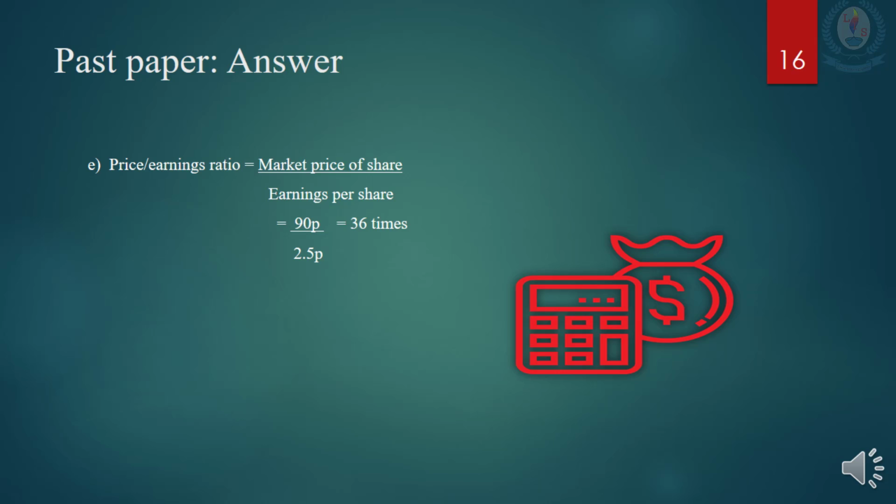Part D, dividend cover. Profit after tax minus preference dividend divided by the total ordinary dividend. We already know both numerator and the denominator. So put them in correct place in the formula. You will get the answer as 1.11 times. Remember, dividend cover is answered in times.